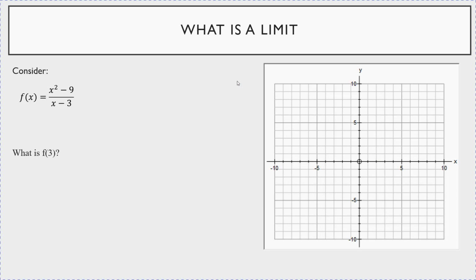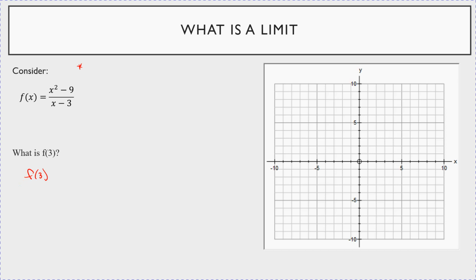So I want to introduce limits with an example where you're looking at a function. Let's consider this function: f of x is equal to x squared minus 9 divided by x minus 3. The first thing I want to do is find what is f of 3.